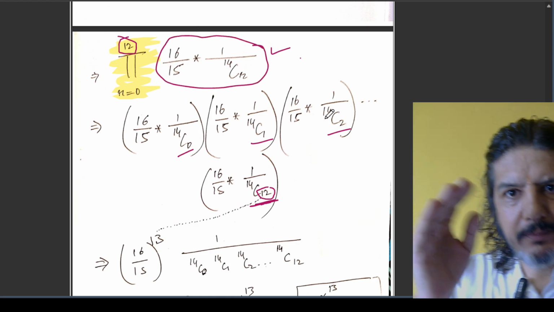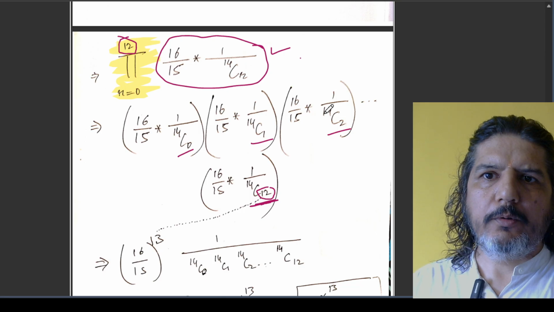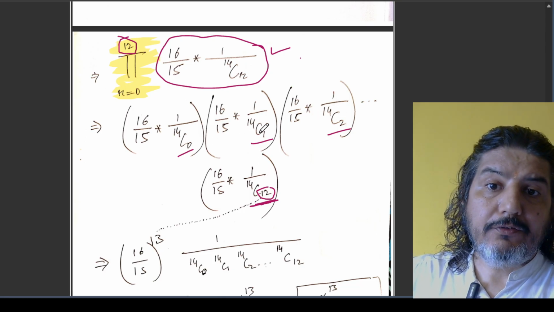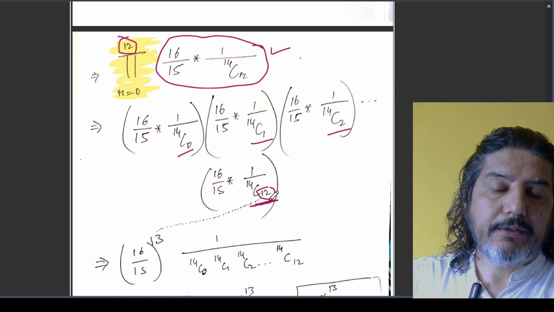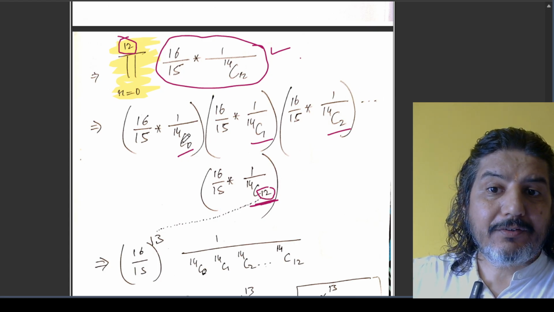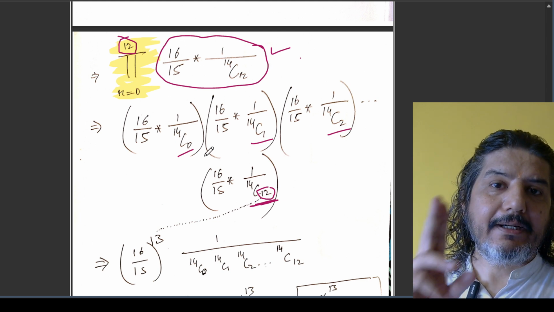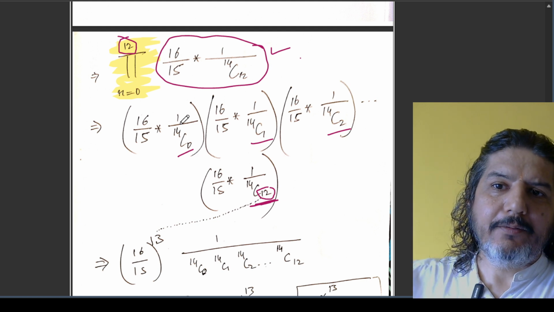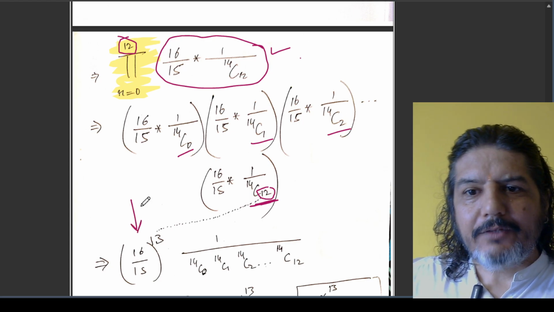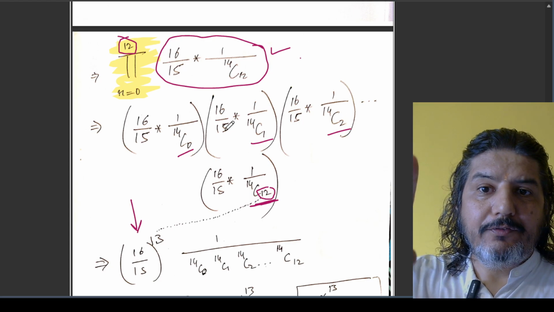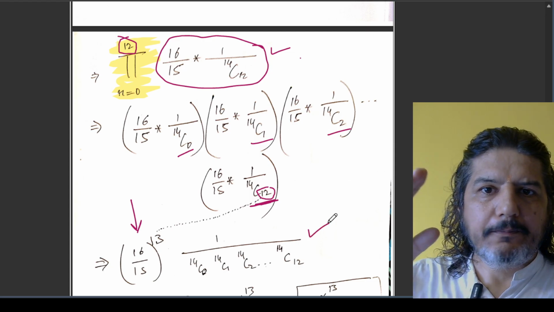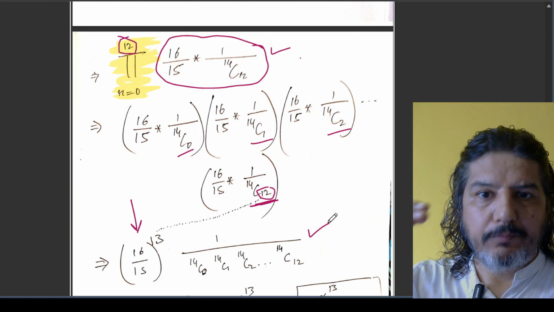If you have any doubt, please mention it in the comment. I'll be happy to help you out. Another thing that you will have to understand here is that C0, C1, C2, and so on, up to C12. From 1 to 12, there are 12 terms, then this is a 0. So basically in the bracket, there are 13 terms. So this 16 upon 15 is raised to the power 13, and 1 upon 14C0, 14C1, 14C2 and so on is being multiplied here. Please try to understand these steps before going ahead.